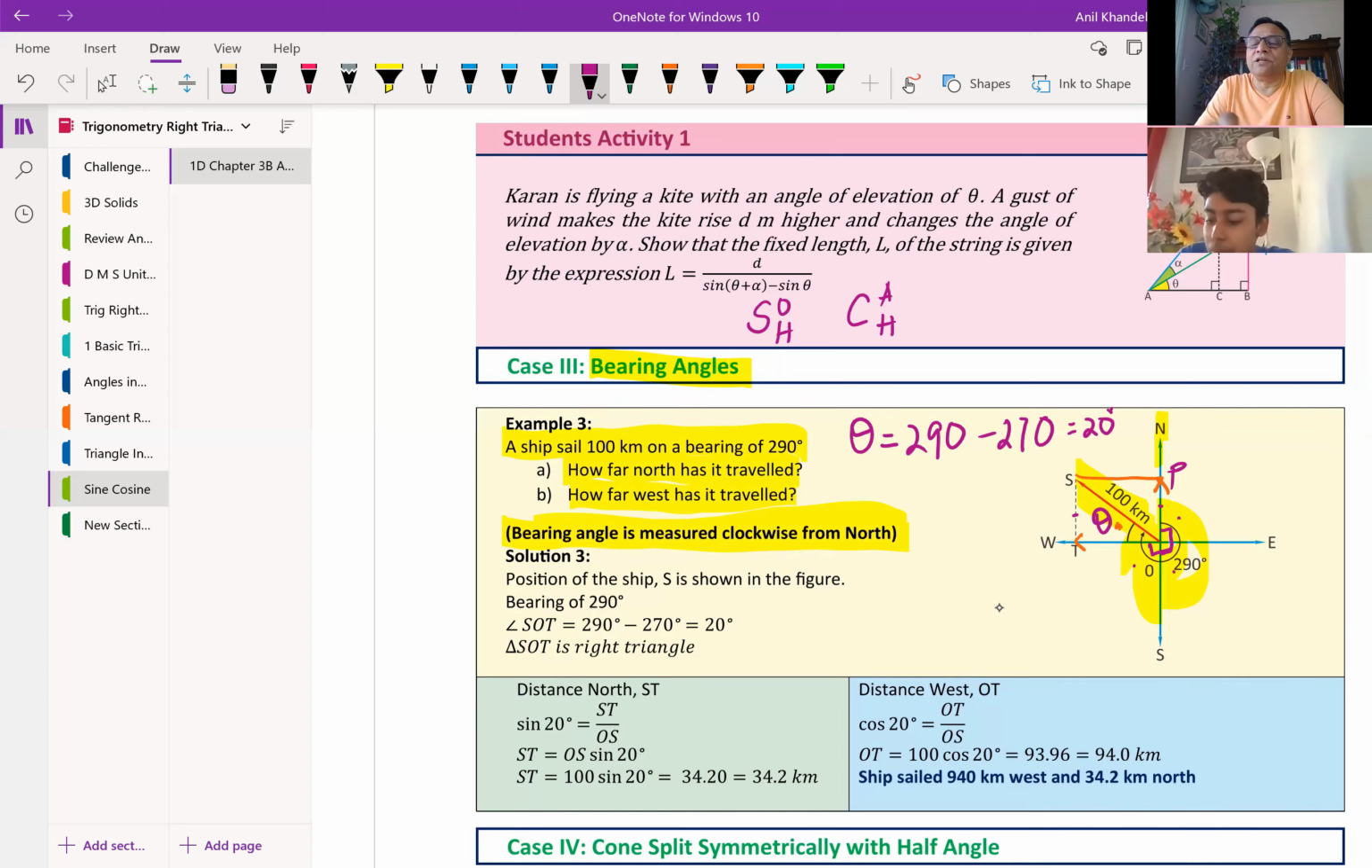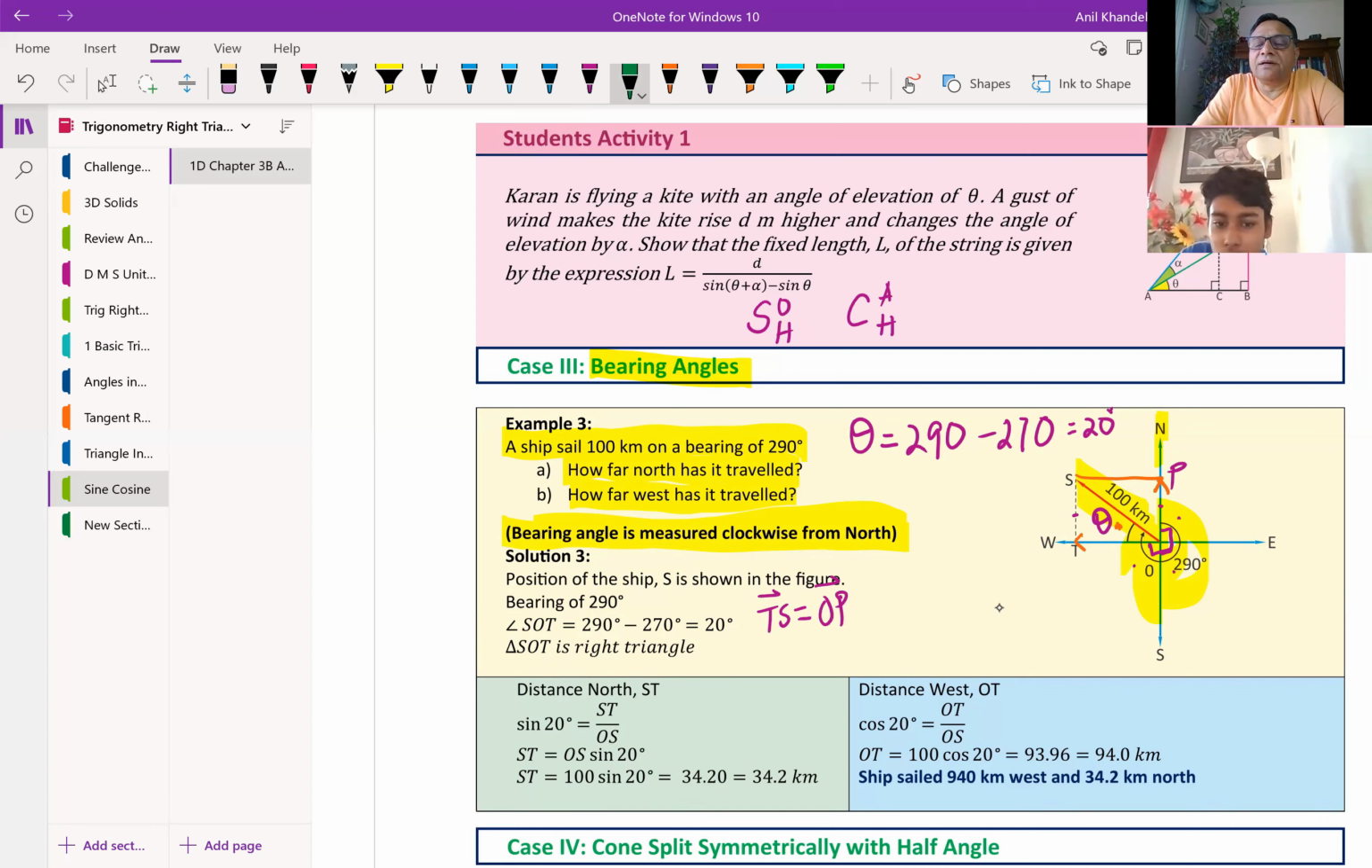Okay, sir. Can you tell me how will you find it? Let's say we want to find TS, because TS is the distance traveled north, which is also equal to OP, right? Same distance, because this becomes a rectangle. Now, how will you figure this out? Well, that is the opposite direction. So which trigonometric ratio are you going to use? I'm going to use sine, sir.